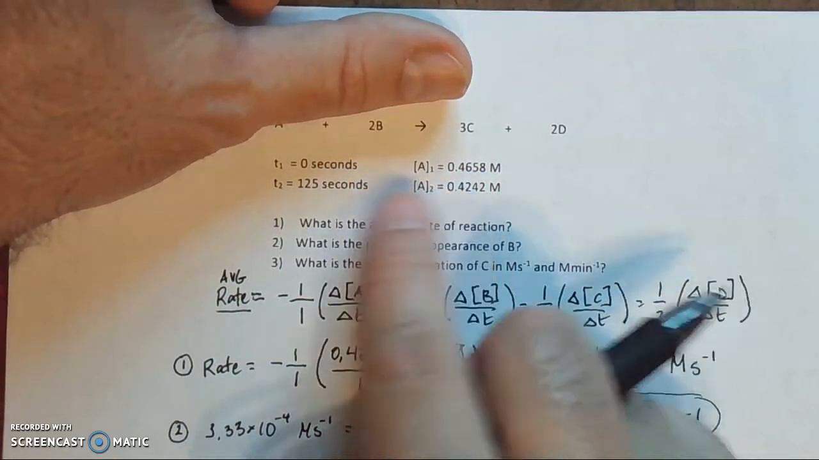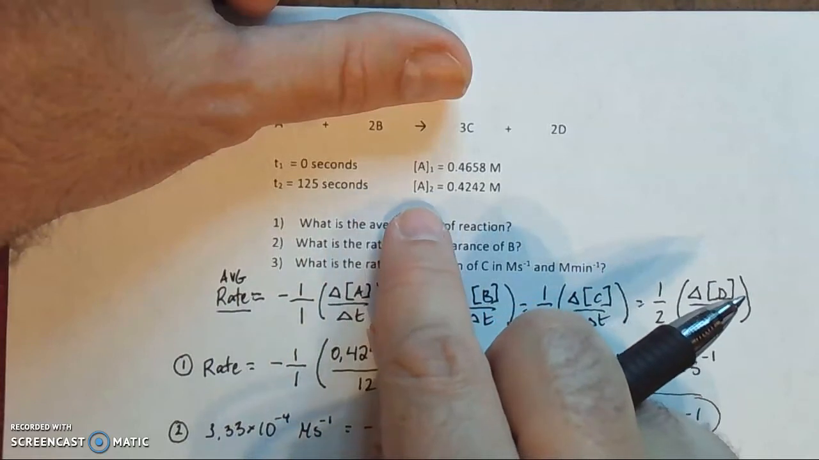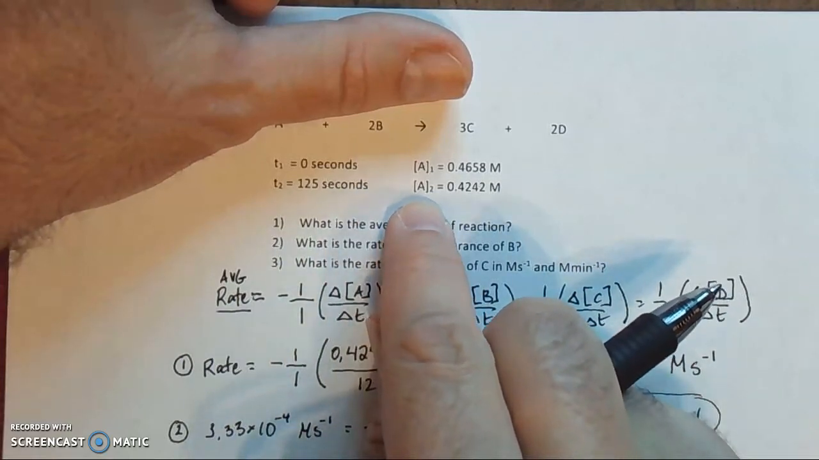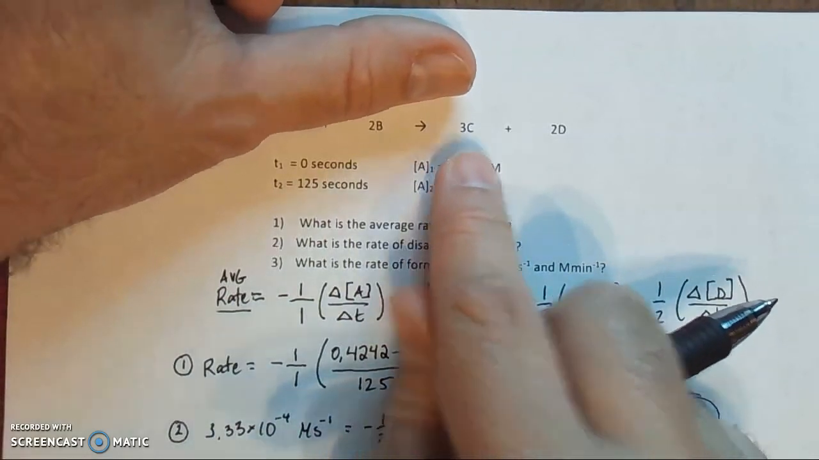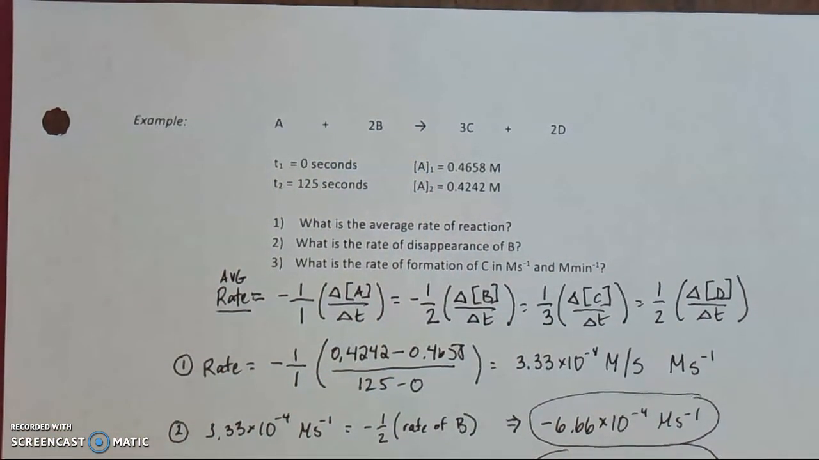So if all I gave you was 125 seconds and this was a concentration of C or D, you know that at 0 seconds, you don't have any of this product. So you will see that on the worksheets.